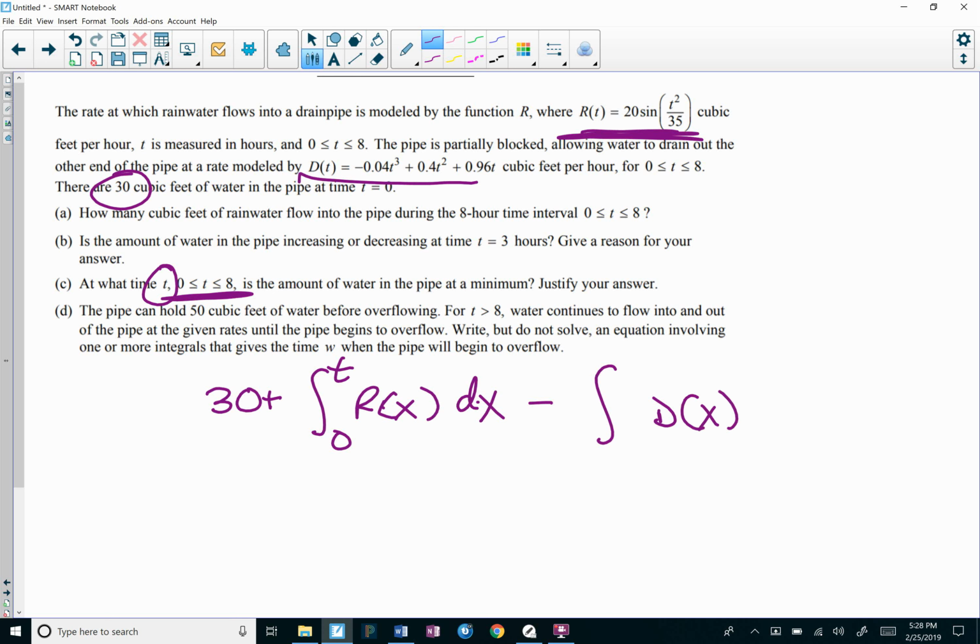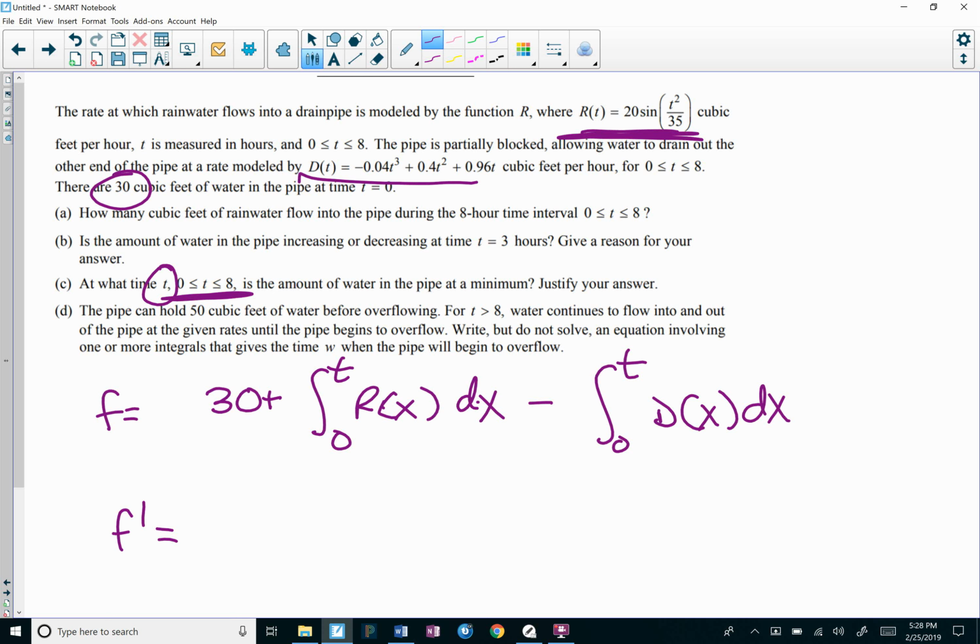D of X, dx, 0 to T. Now you might be thinking, does it really matter about my variable? Absolutely. If they use T, you better be in terms of T. Because when I take this derivative, I'll call this F. When I take f prime, that's 0, the derivative of 30.